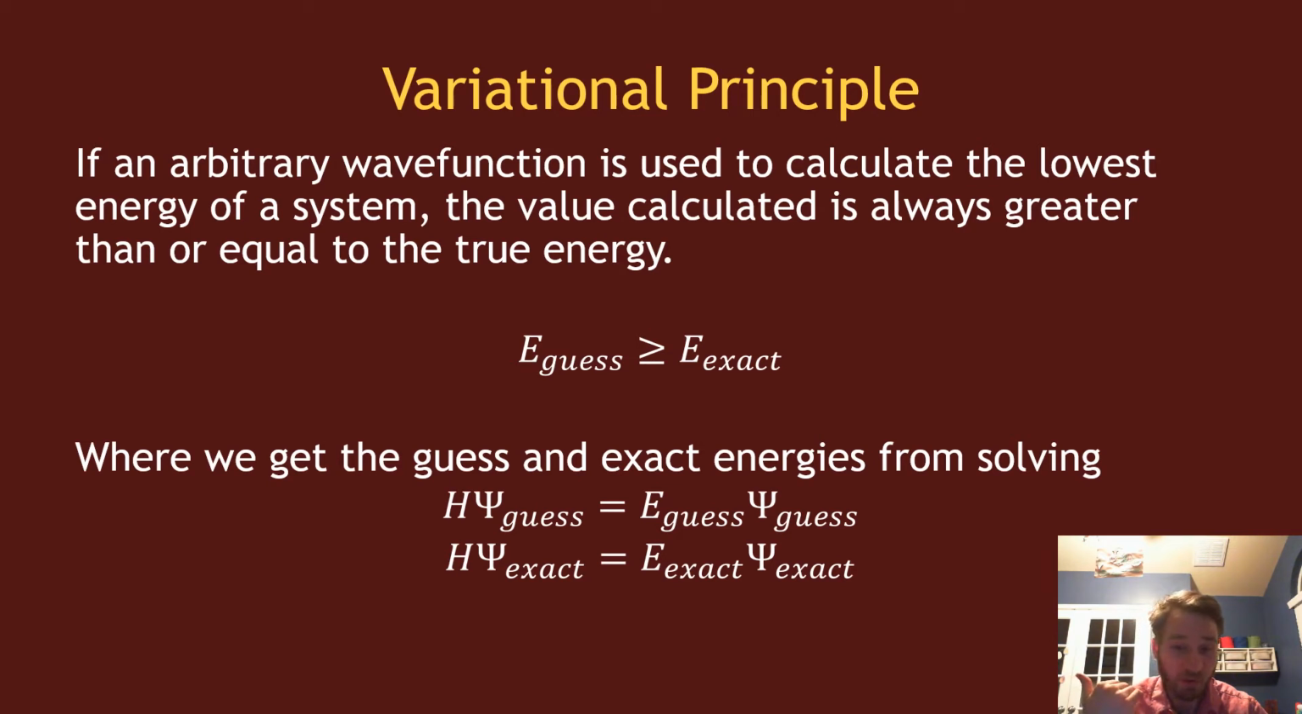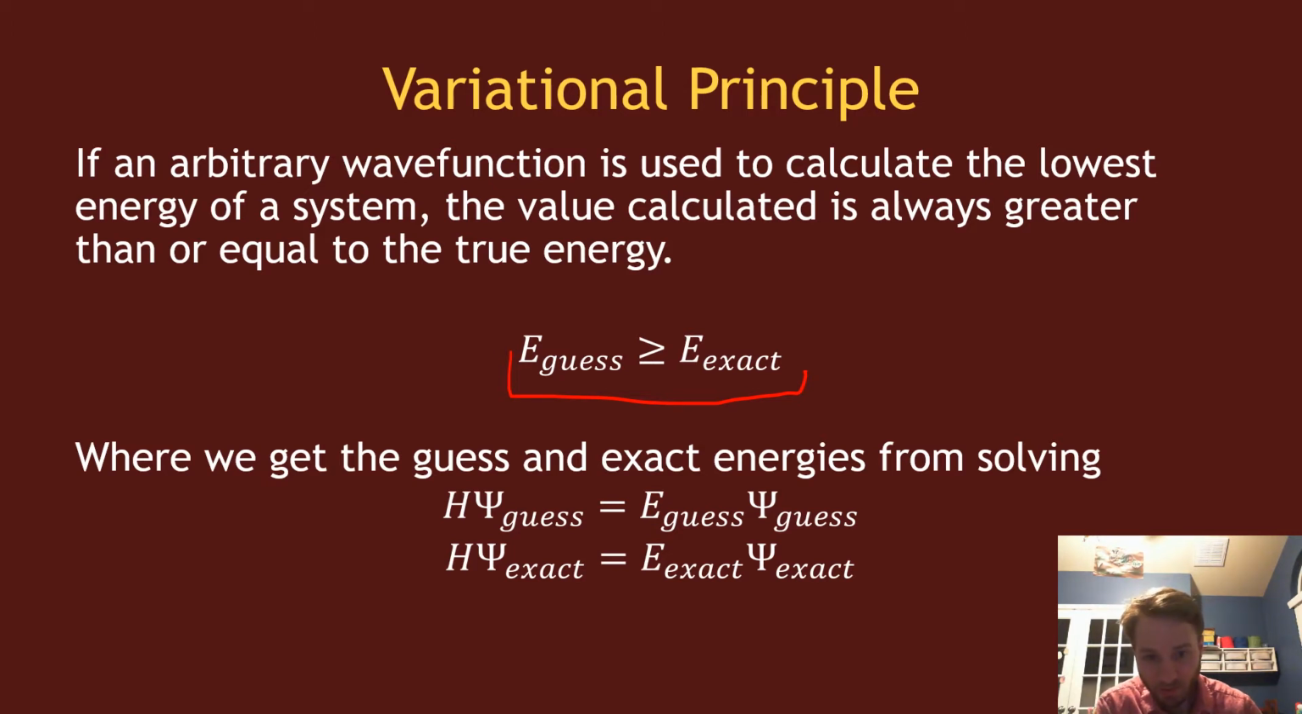And so this is where the variational principle comes in. One of the wonderful things about studying molecular systems is being able to use this variational principle. It's a very simple thing, but it's a very elegant and very useful property of a quantum mechanical system. The variational principle states that if you pick an arbitrary wave function to calculate the lowest energy of your system, the value that you calculate is always greater than or equal to the exact value.